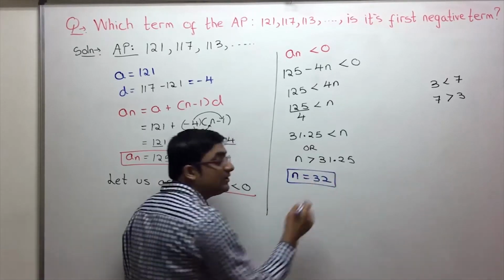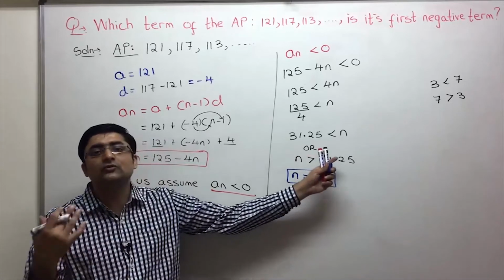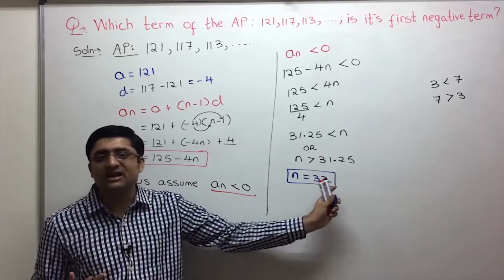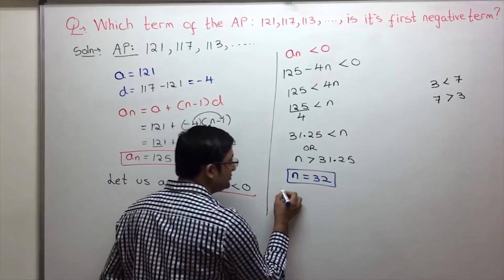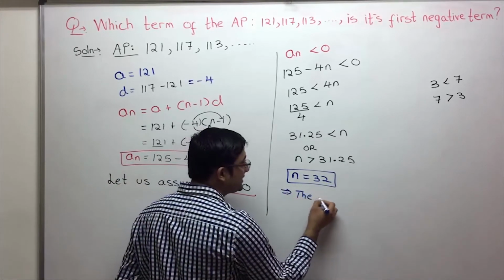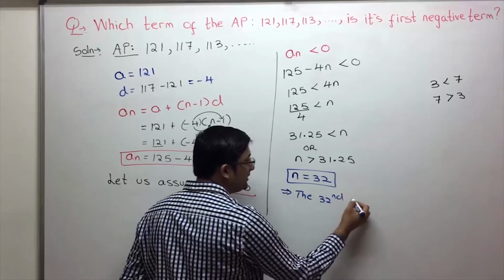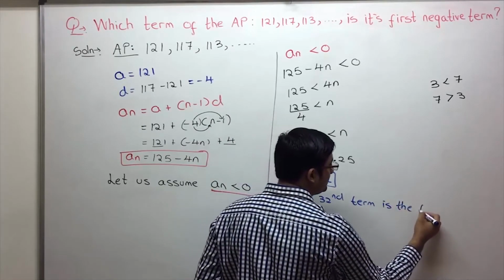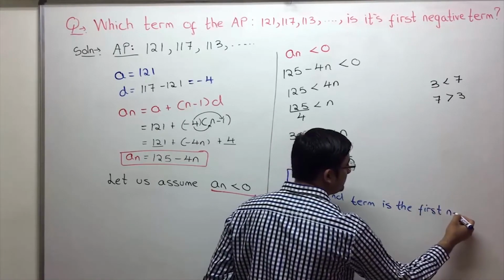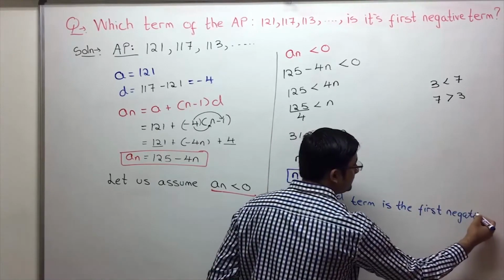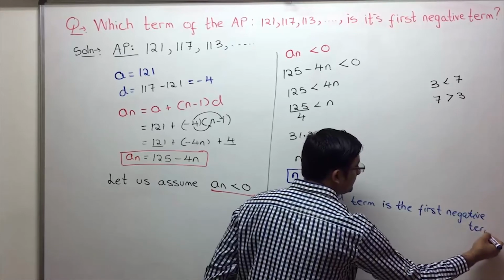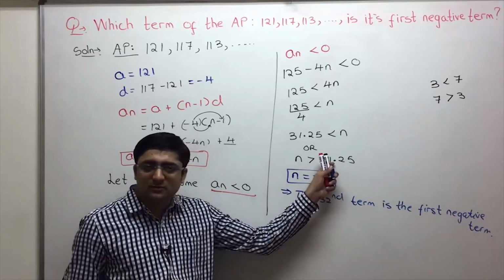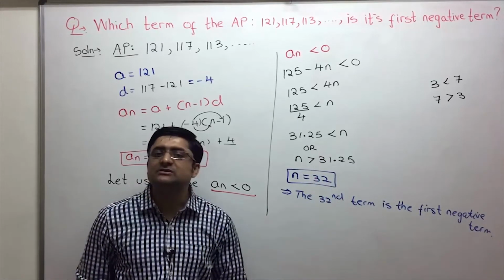I repeat, which term of the AP? We cannot have a 31.25th term of an AP. No, it has to be a whole number, right? So the 32nd term of the AP is the first negative term. So this implies the 32nd term is the first negative term. I repeat, n is greater than 31.25. So which is the natural number just bigger than 31.25? 32. So the 32nd term is the first negative term.